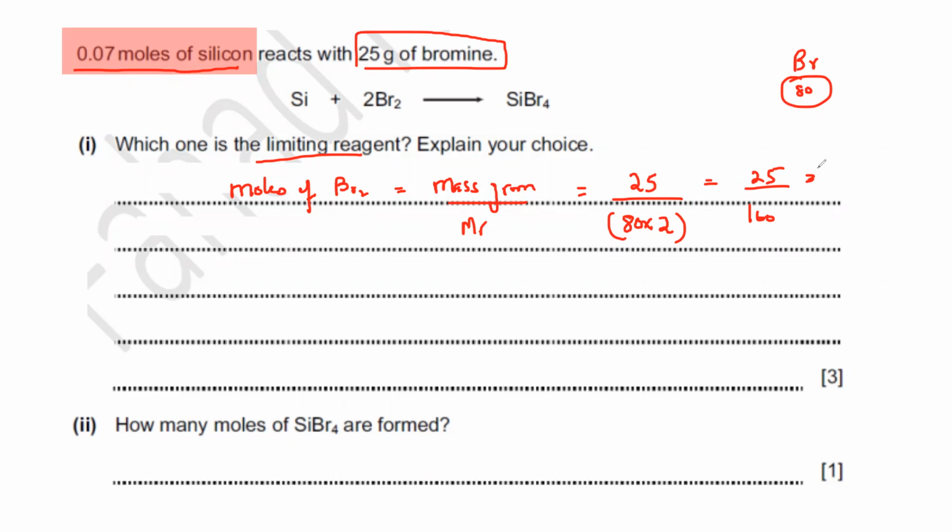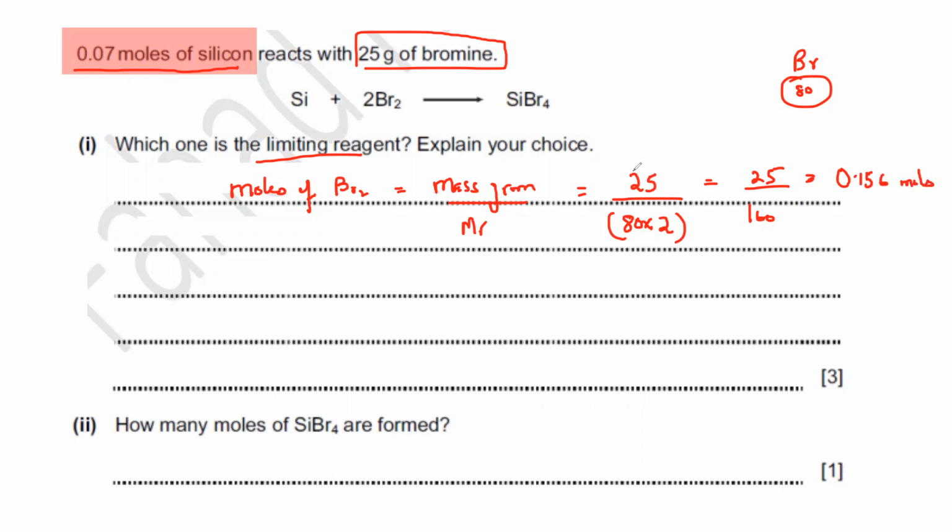Sir, why did we multiply it by 2? Because for a non-metal, except group 4 and group 8, all the non-metals exist as diatomic molecules. So if it was oxygen, it would be 16 multiplied by 2. If it was nitrogen, it would be 14 multiplied by 2. Here it's bromine, which is Br2, so that's why it is 80 multiplied by 2. Okay. Then 25 divided by 160 gives 0.156 moles of bromine.